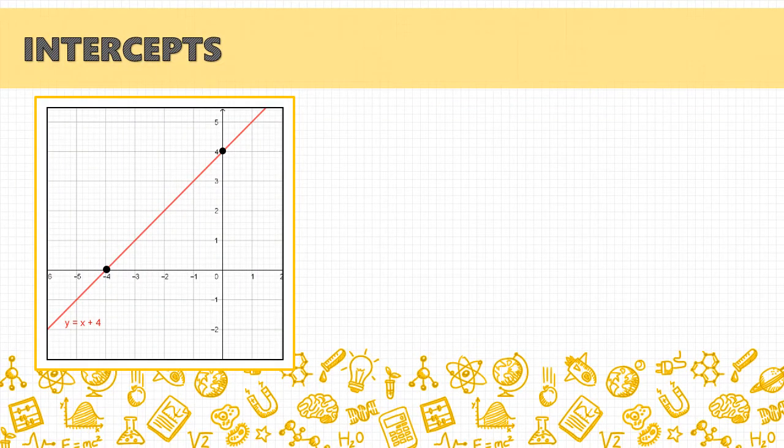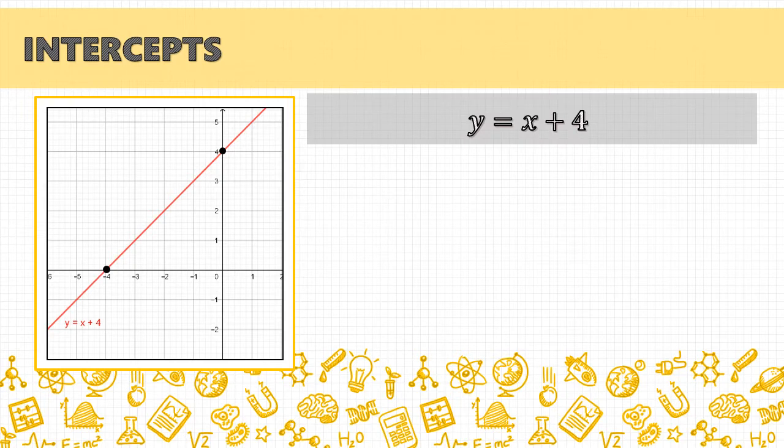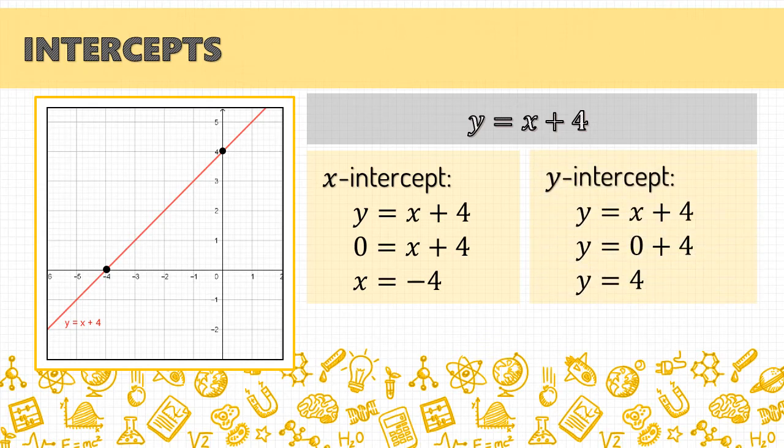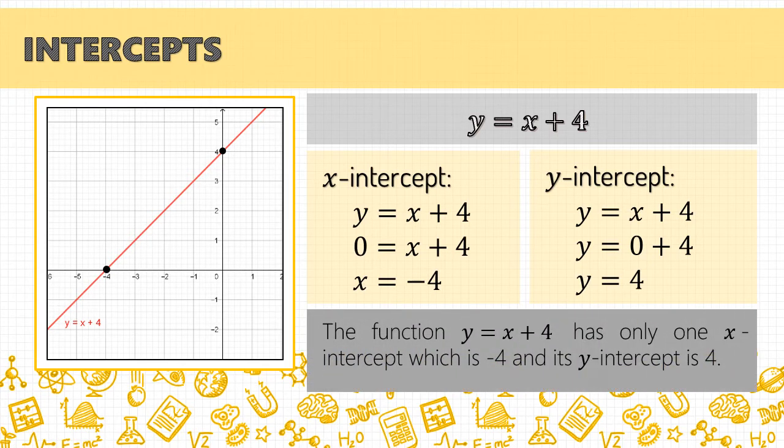Considering y = x + 4 and solving for its x-intercept, we have y = x + 4, and then equate x + 4 to 0. Solving for x, we have x equals negative 4. Solving for the y-intercept, we have y = x + 4. Substituting 0 for x, we have y = 0 + 4. So, we have y = 4. The function y = x + 4 has only one x-intercept, which is negative 4, and its y-intercept is 4.